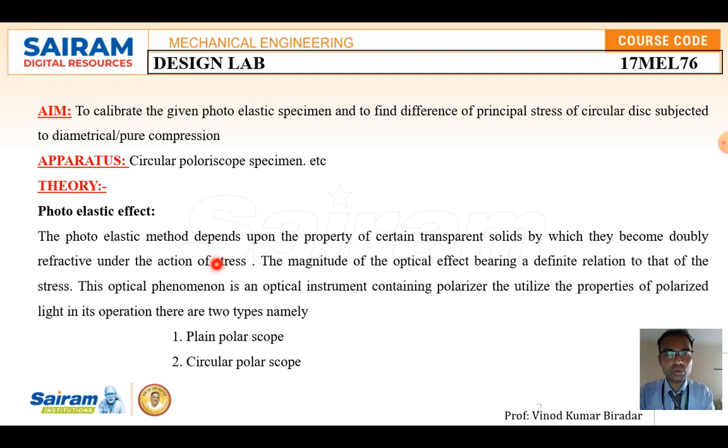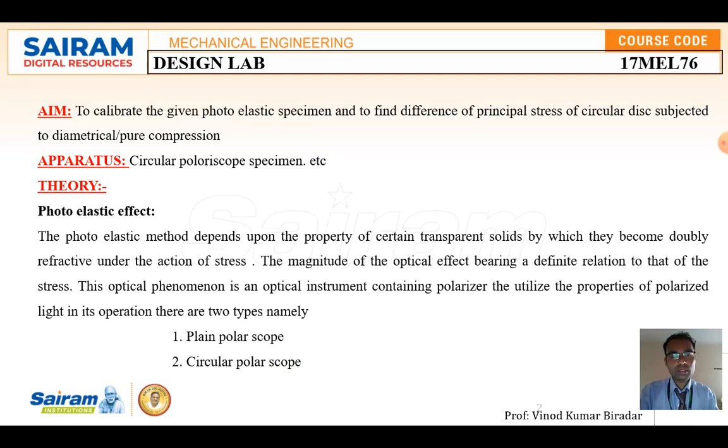When you apply some forces on that particular photoelastic specimen, stresses are produced in that component. The magnitude of the optical effect bears a definite relation to the stresses. This optical phenomenon is studied with an optical instrument containing a polarizer, utilizing the property of polarized light. There are two different types, namely plain polariscope and circular polariscope.